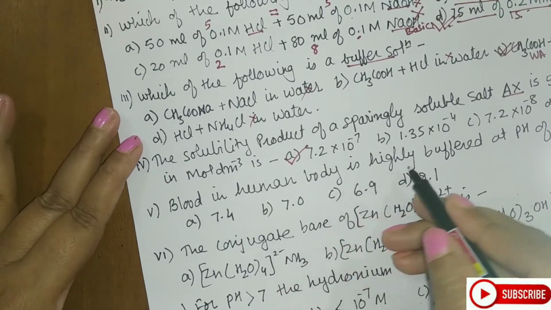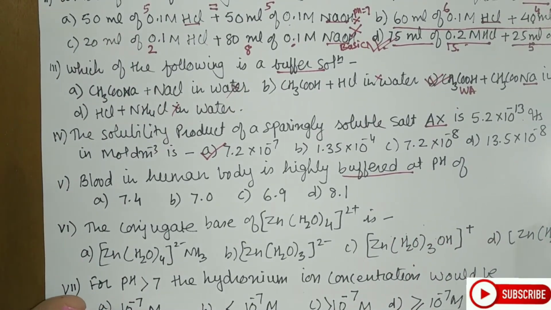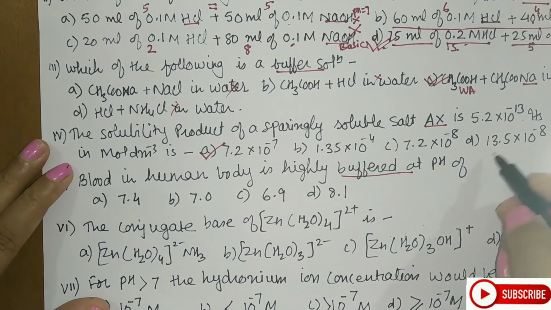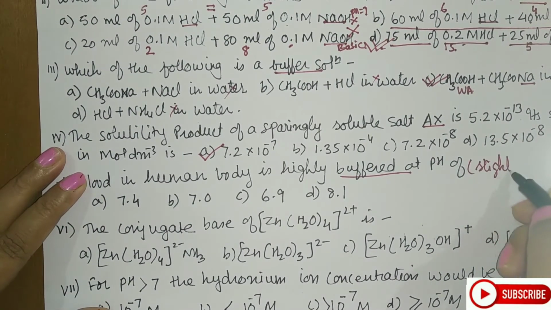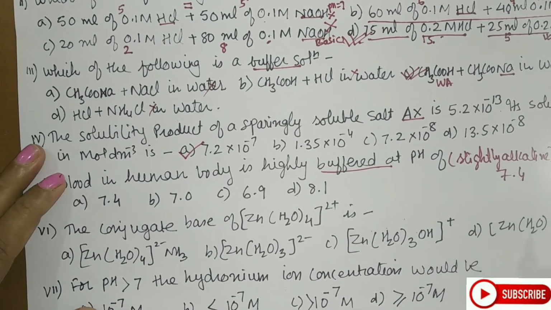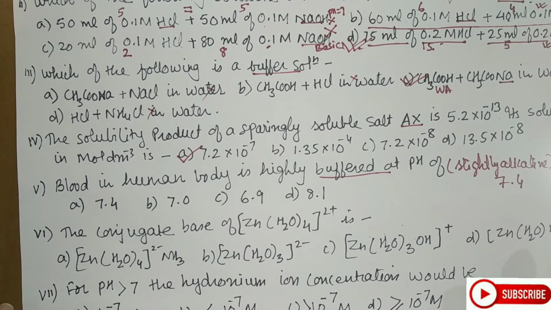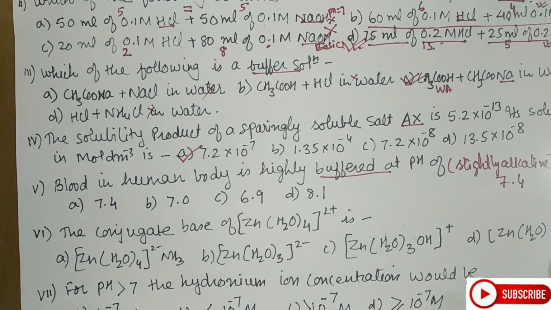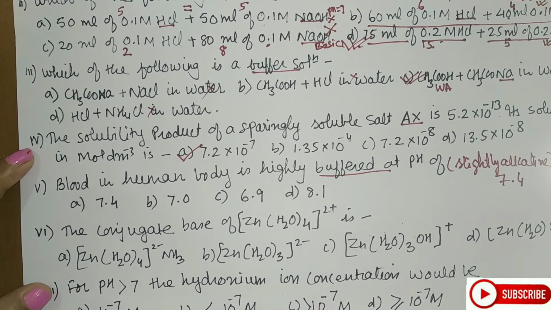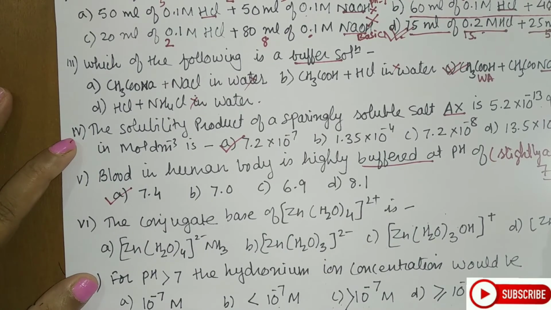Blood in the human body is highly buffered with. So blood in the human body is always buffered with bicarbonate buffers. And therefore the pH is maintained slightly alkaline. Students, it's very important that the blood pH must be maintained in a slightly alkaline medium. Otherwise, if the pH falls below 7, meaning if it becomes acidic, then the patient suffers from acidosis. And this is a very severe case. And therefore, we have inbuilt bicarbonate buffers which maintain the alkaline pH 7.4. So here the answer is the first option, that is 7.4.